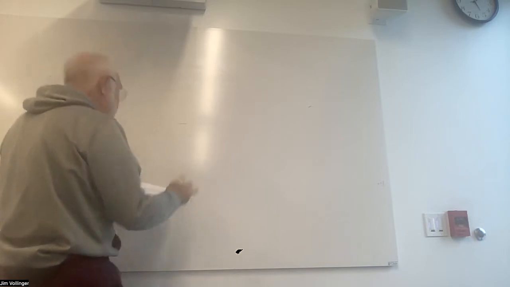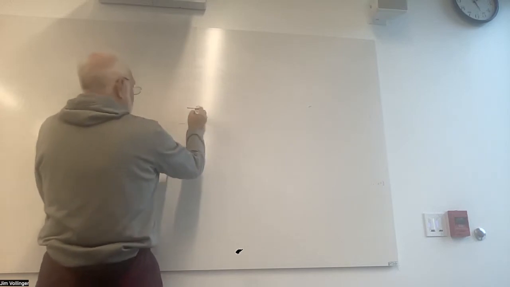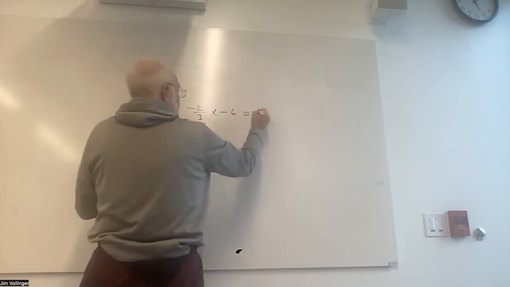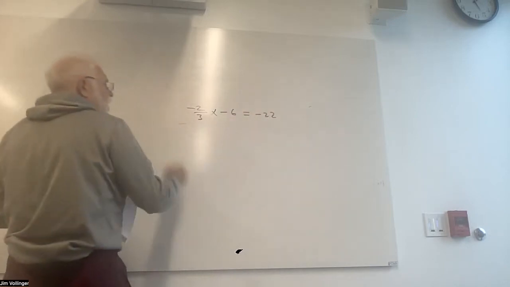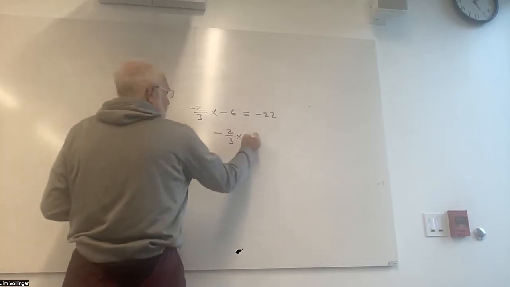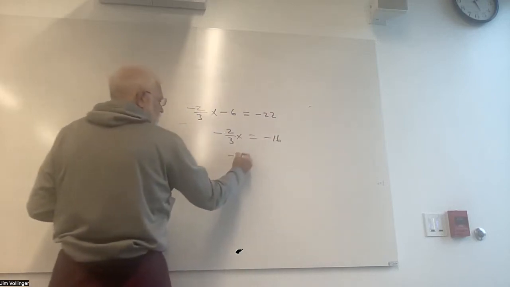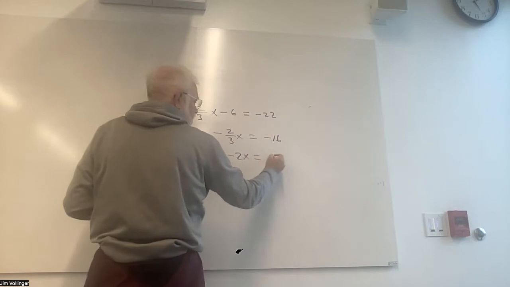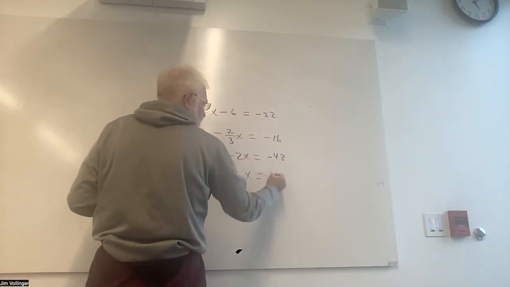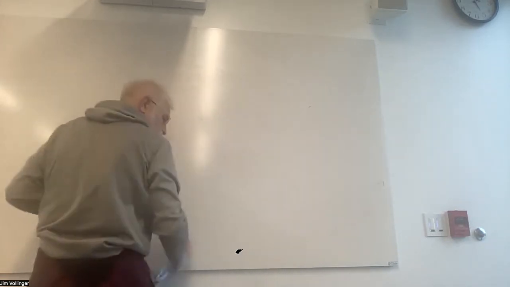All right, solve: you have the sheet in front of you, so I don't have to say what number it is. -2/3 x minus 6 equals -22. So what's the easiest way to do this? I think the easiest way is to move the 6 over, so that's -16. I'd multiply by 3: -2x equals -48. And a negative divided by a negative is positive. Cut 48 in half and again: 24. That one's done. Remember, you're pausing the video.